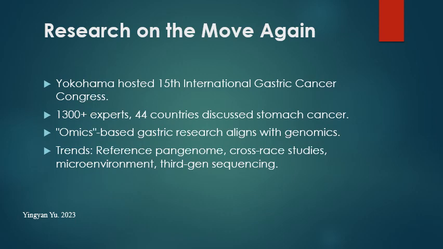So despite what we thought was a slowdown in scientific research, especially when the pandemic came around, this omics-based research in gastric cancer aligns with the global advances in human genome research. Notably, trends in gastric cancer genome research encompass the shift from a single reference genome to the reference pangenome, transitioning from a single population to cross-race studies. The focus has expanded from cancer cell-centered to a combined approach with microenvironment.